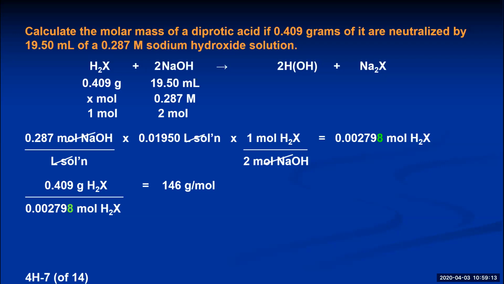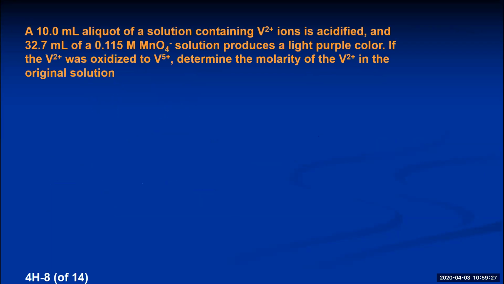Now, we've done a lot of examples today of acid-base titrations, but you can also do a titration between something that is oxidized and something that's reduced, and these are called oxidation-reduction titrations, and I want to try a couple of examples of those. So let's say a 10.0 milliliter aliquot of a solution containing vanadium positive 2 ions is acidified, and 32.7 milliliters of a 0.115 molar permanganate ion solution produces a light purple color.